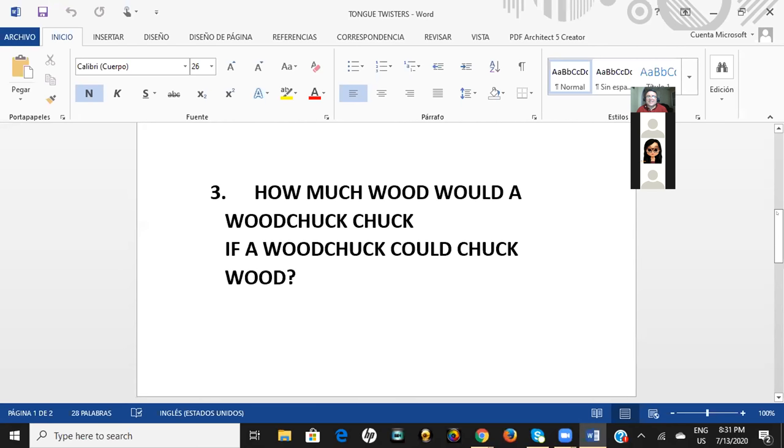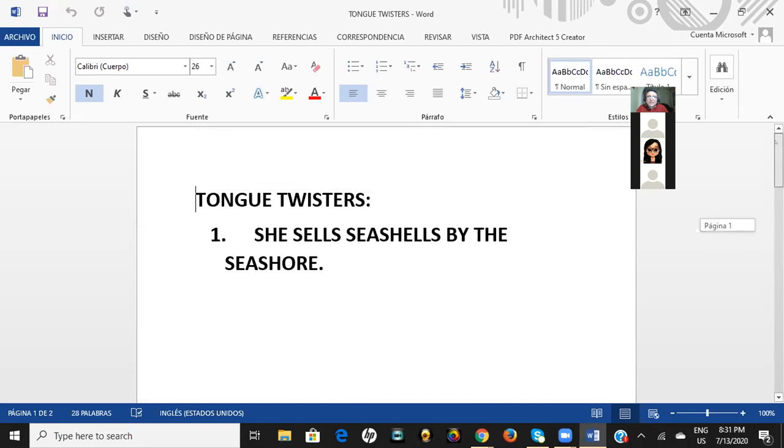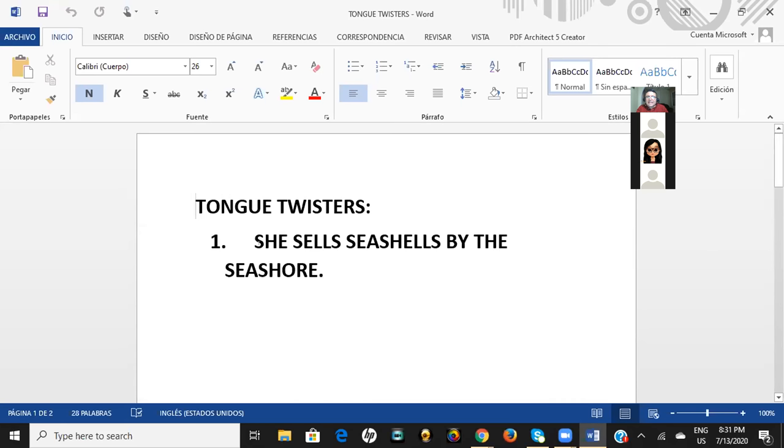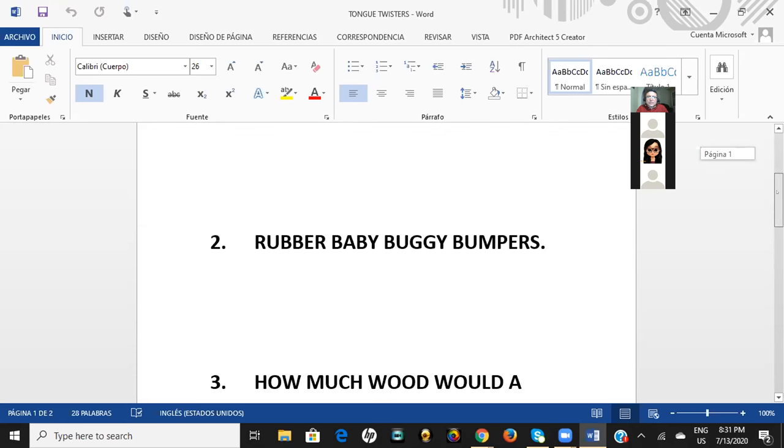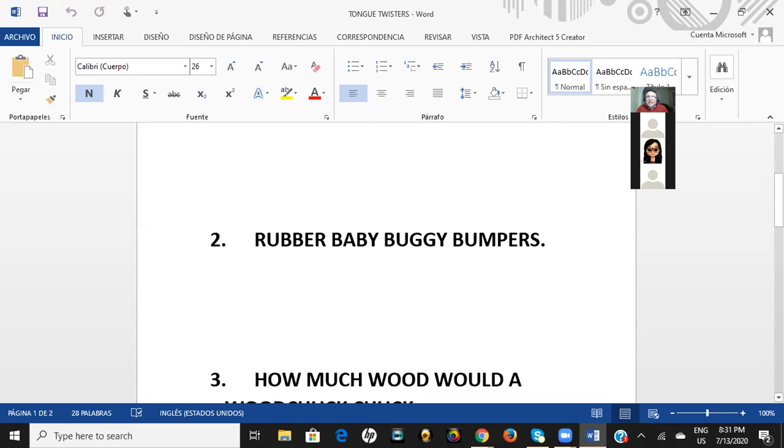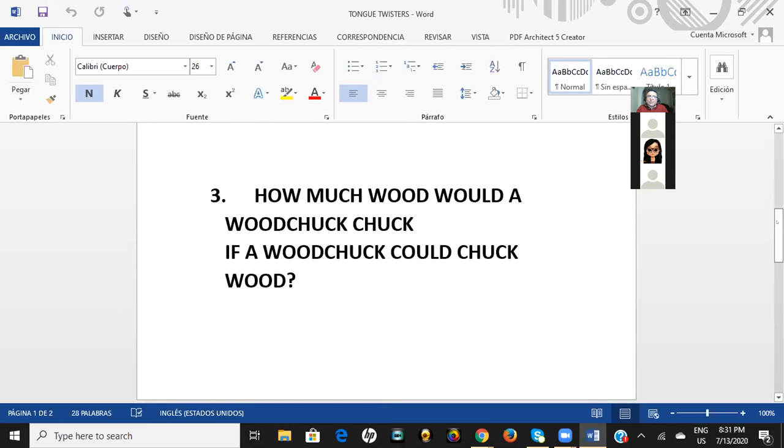Someone else. So as you can see, in the first tongue twister, we practice SH with S. With the second tongue twister, we practice letter B, B as in boy. And with tongue twister number three, we're practicing W with CH. How much wood would a woodchuck chuck? If a woodchuck could chuck wood.